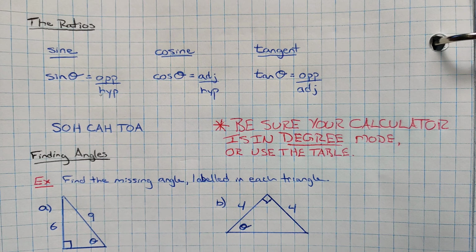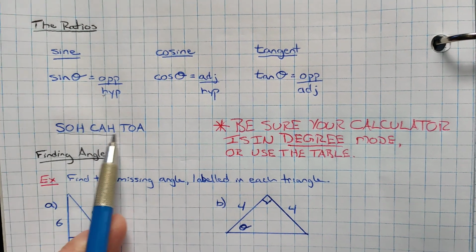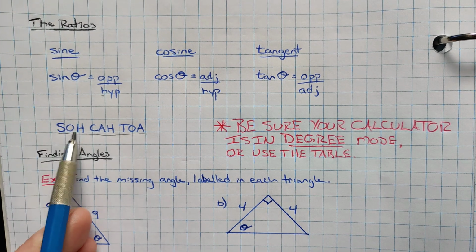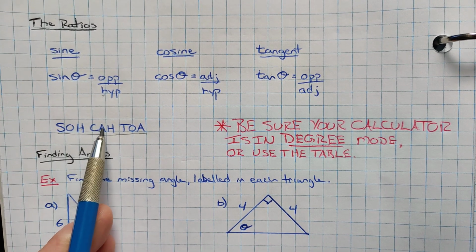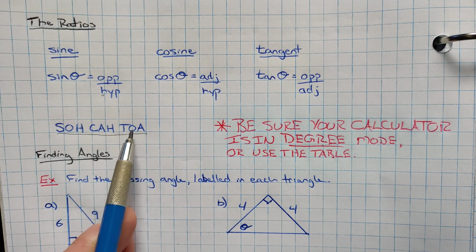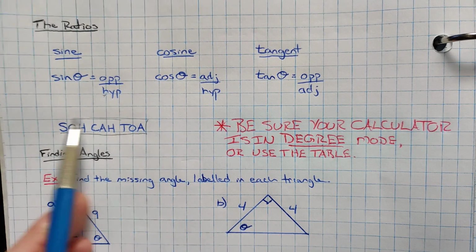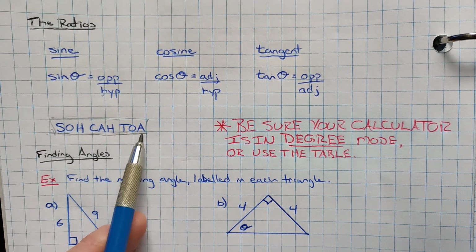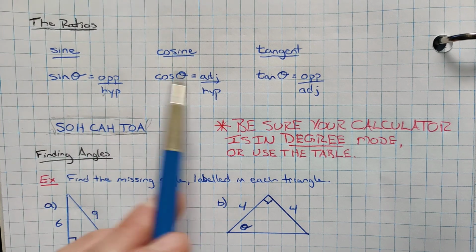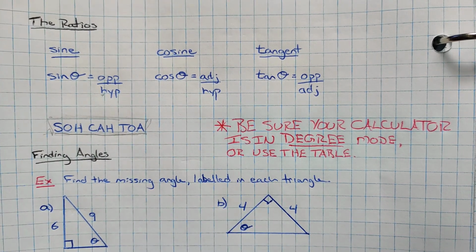There's a little aid that people use to memorize these, and they use the phrase SOHCAHTOA. Sine is opposite over hypotenuse, cosine is adjacent over hypotenuse, and tangent is opposite over adjacent. So you can use that to memorize these formulas and the order in which the sides go.